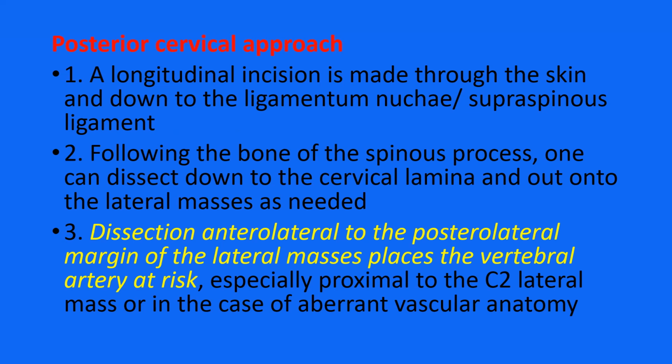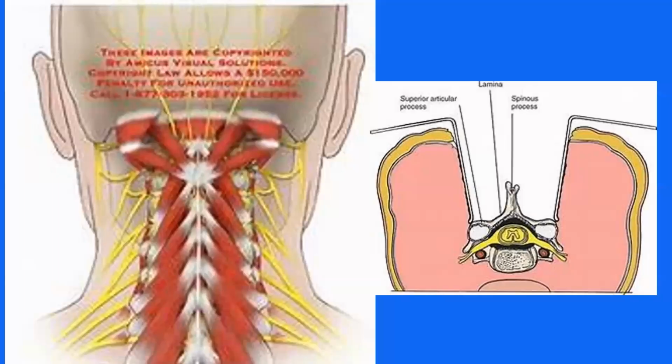You have to pay attention to the synovial joint of Luschka while you're doing the anterior approach. You should not go beyond it because the vertebral artery is 5 millimeters lateral to the joint. This is the posterior approach.